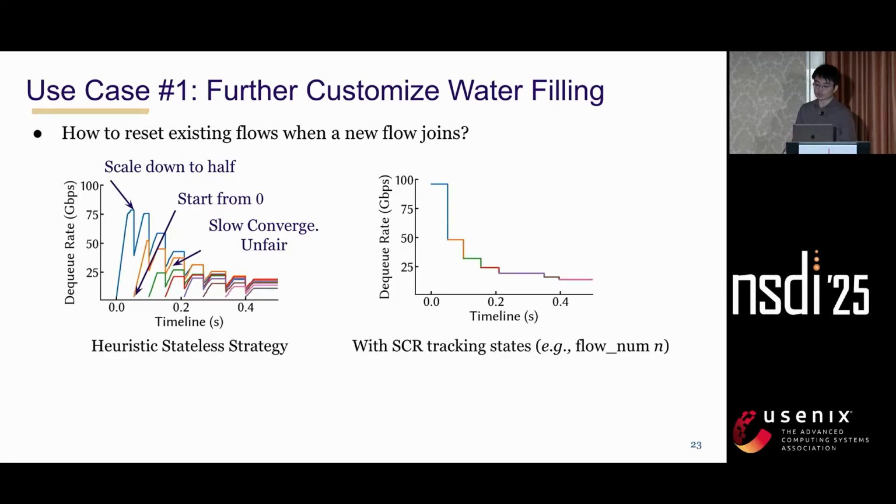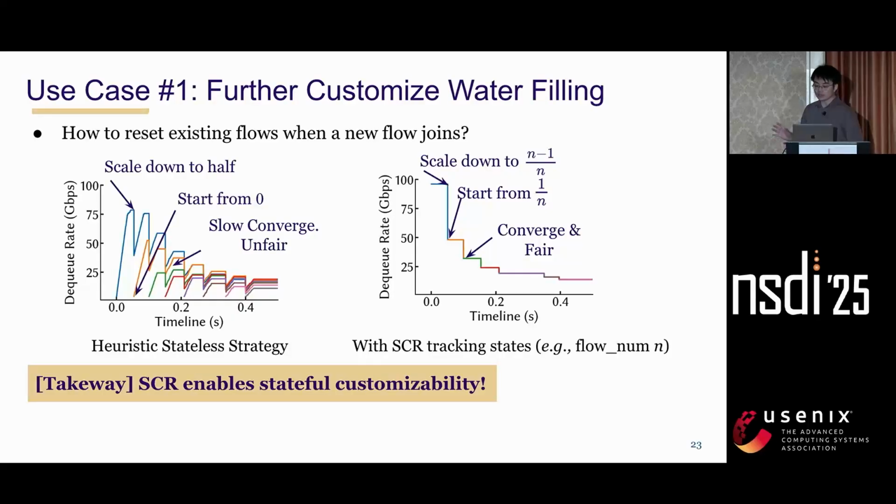Let's further improve the strategy. Because SCR can track state, for example, the number of active flows, utilizing this state, we can design better algorithms. For the second trace, we scale down to (n-1)/n, and we start new flows from 1/n. For this strategy, it can quickly converge and remain fair. The takeaway for this test is that SCR can enable fine-tuning and customization for specific algorithms.